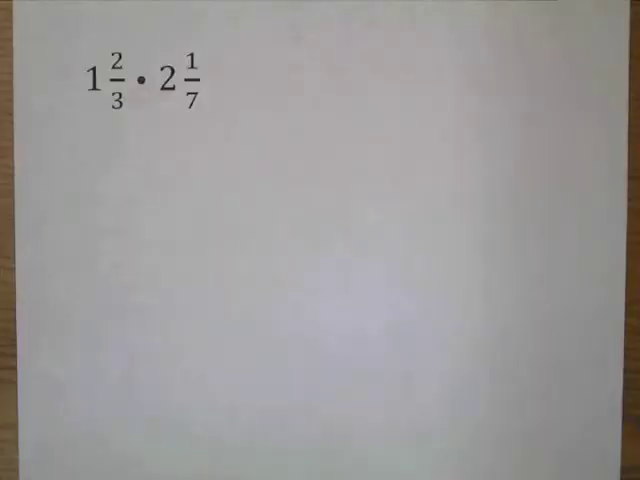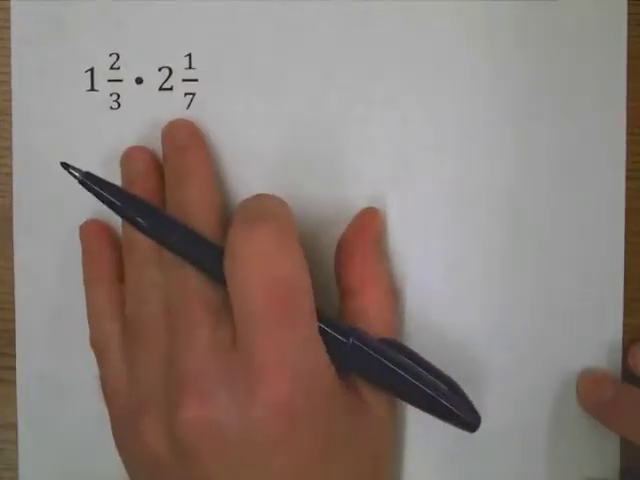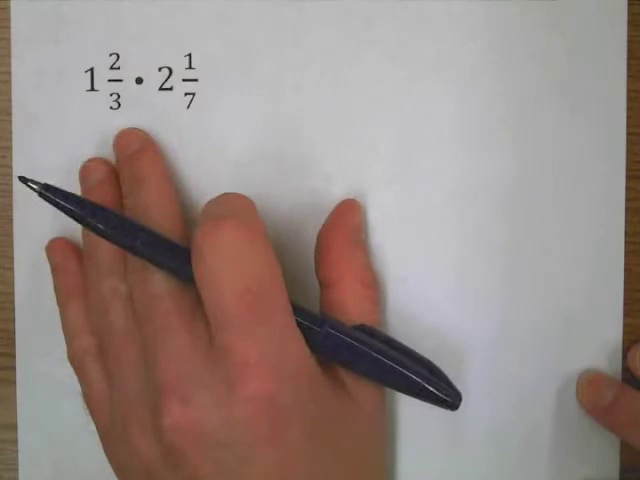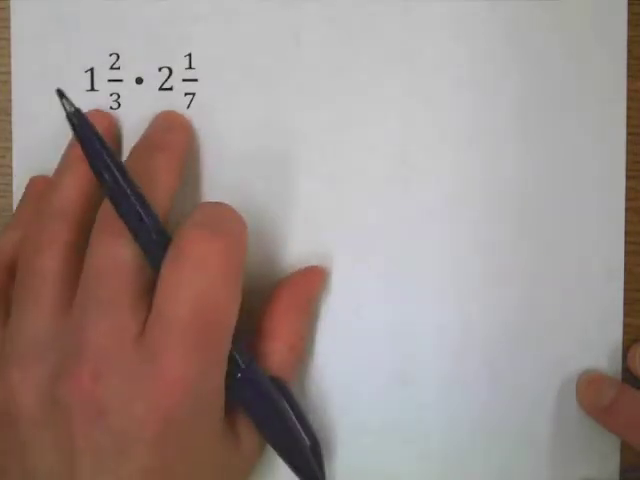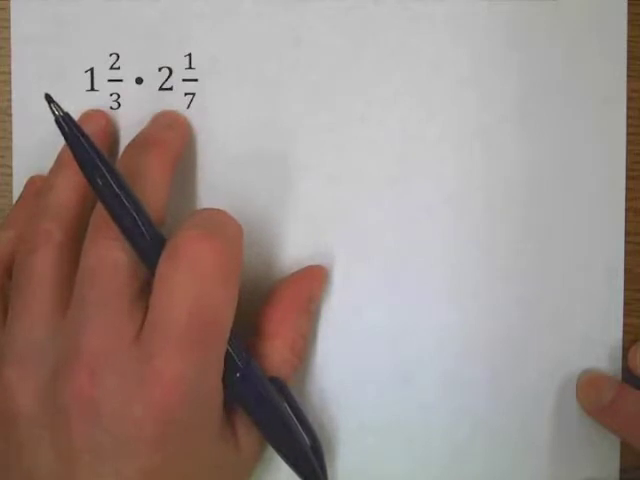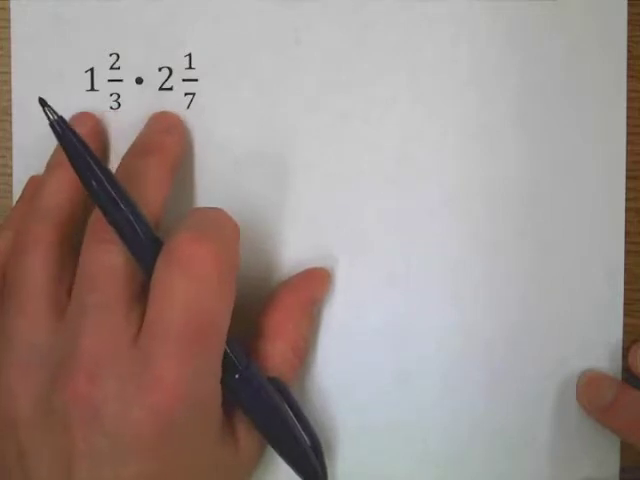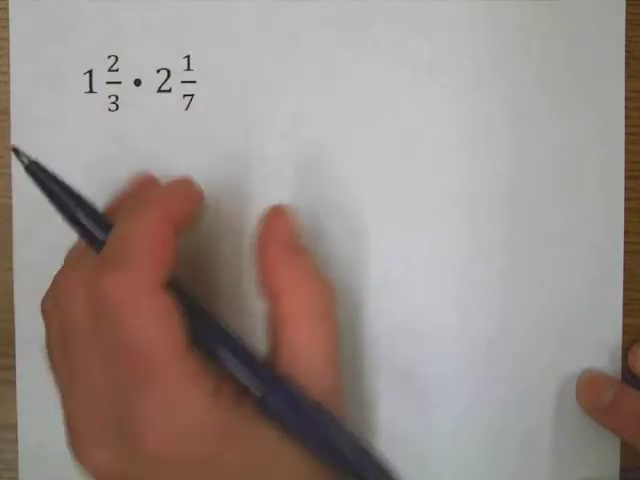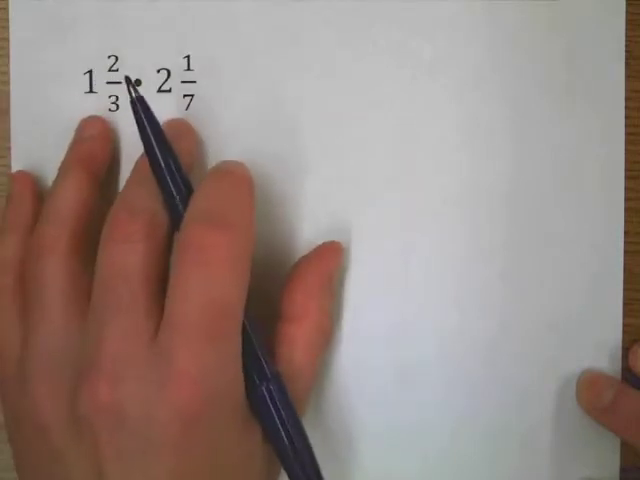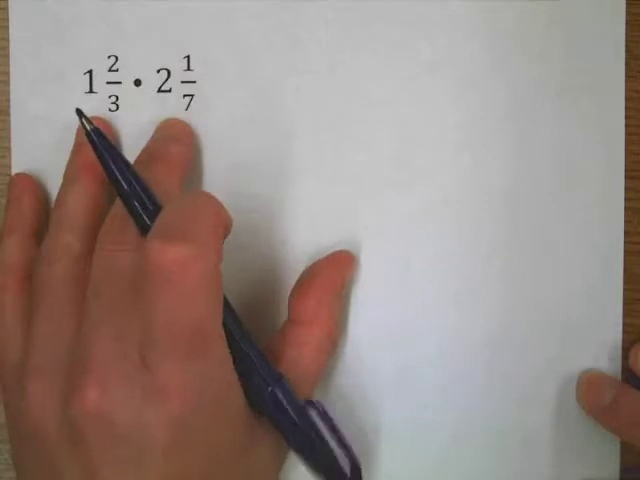Lesson 5-8, Example 2. Our objective is learning to multiply mixed numbers. So here we have two mixed numbers being multiplied: 1 2/3 multiplied by 2 and 1/7. Because I have two numbers that are both larger than 1, my solution, even though I have fractions, is going to be larger than what I'm starting with. So you do want to keep that in mind. I'm going to be getting something larger because I have numbers that are both larger than 1.